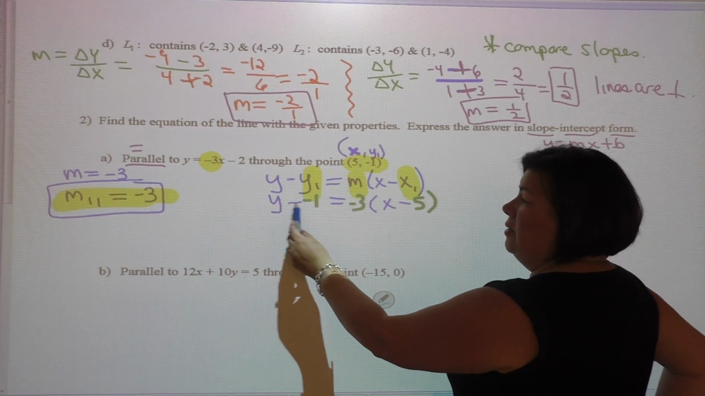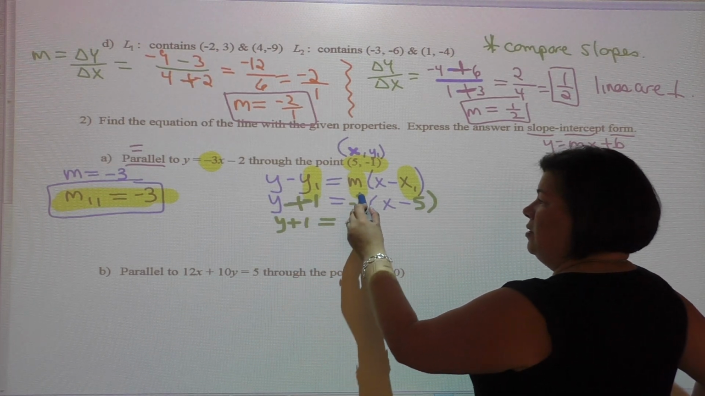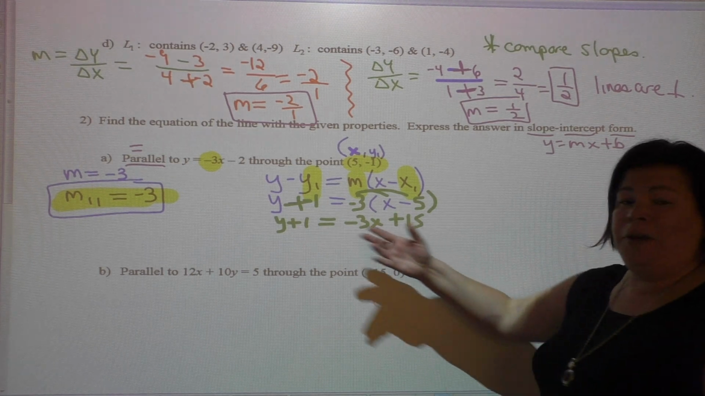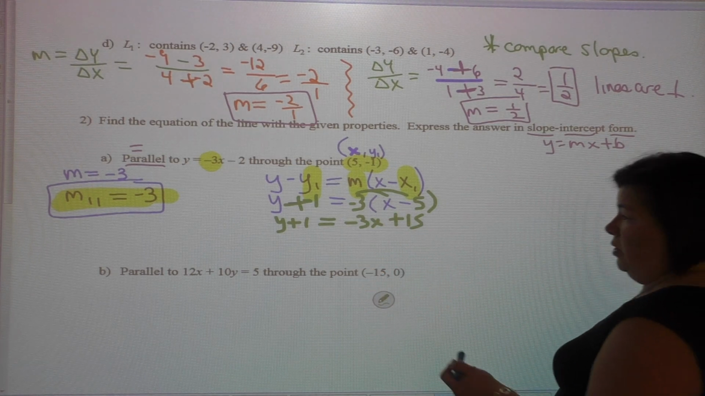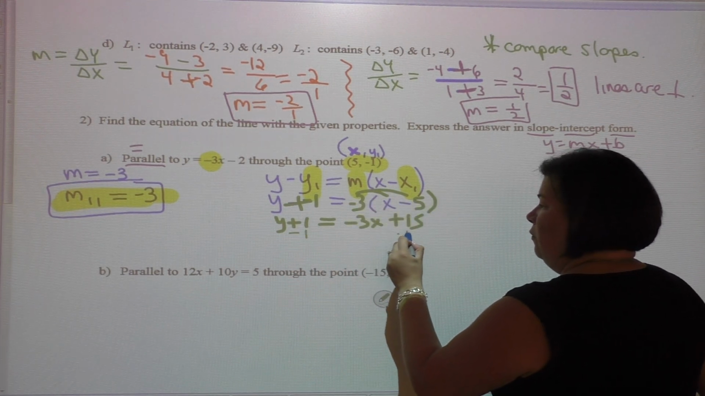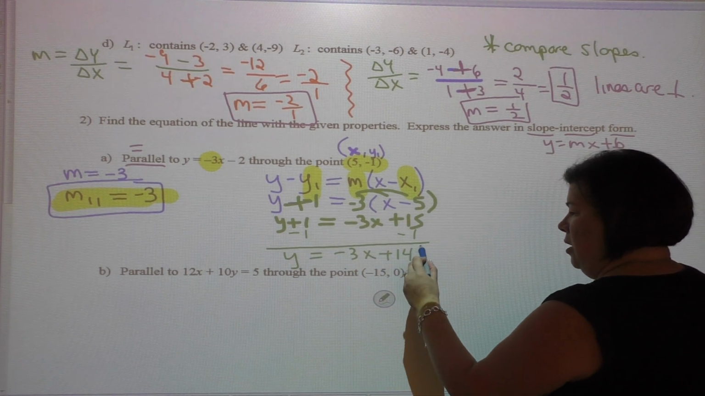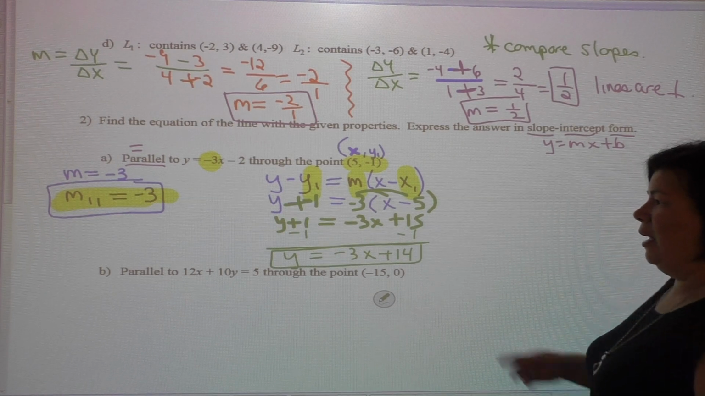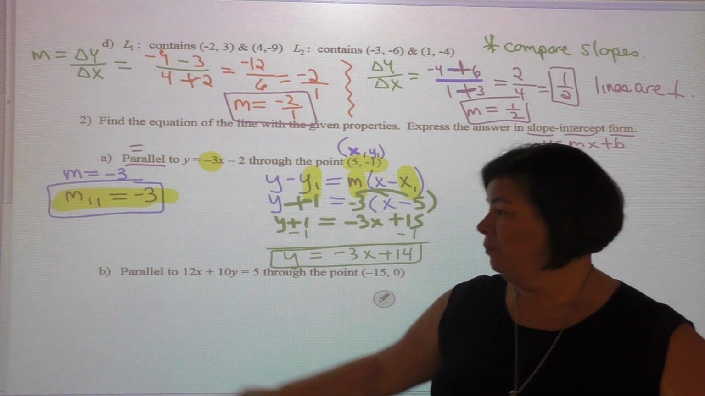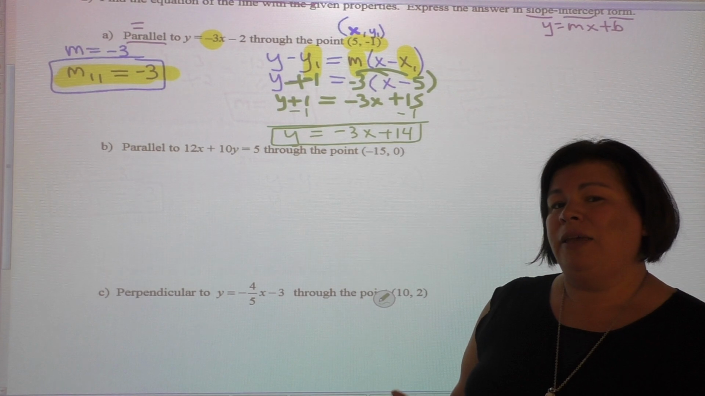So here I could simplify this to y plus 1 equals distribute, -3x plus 15. And then you're going to put this in slope-intercept form, which is you have to isolate the y. So if I go ahead and subtract 1 from each side, y equals -3x plus 14. So here is my new equation of a line using this point and the slope parallel to this original line.